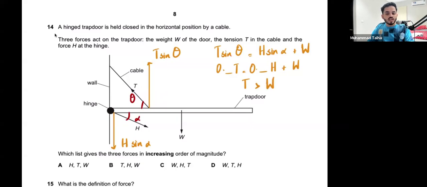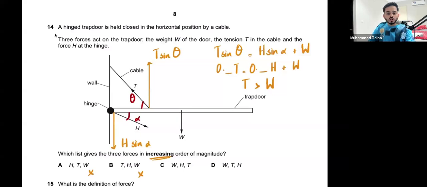On the basis of this thing alone, I can strike out some options. Because it's increasing order of magnitude, so we're going from smaller to larger to larger. So since T is more than W, I need an order where T comes after W. So it definitely can't be A or B. And now if you look at the options left, it's between H and T. Now, how do we decide between H and T?